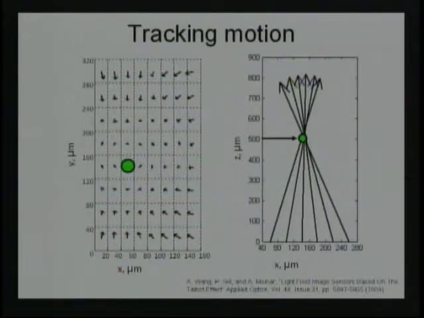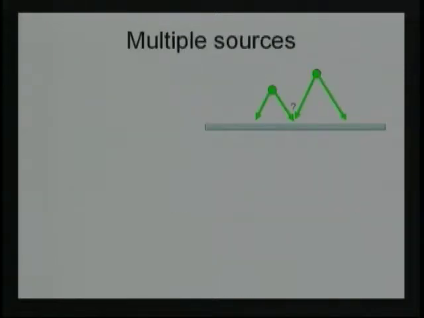And this works in 3 dimensions. So we can back it out both in the XY plane, but also in the Z plane. And it tracks that light source quite accurately. In fact, when you do the math out on this, it tracks it to an accuracy on the order of a micron or less, even when you're half a millimeter away.